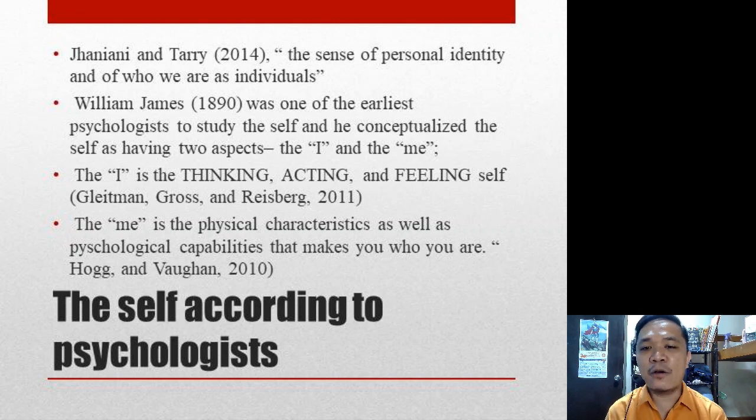Okay, now William James identified the two. First is the I, and the me. The I refers to the thinking, acting, and feeling, the feeling self. The me is the physical characteristics as well as the psychological capabilities that make you who you are.